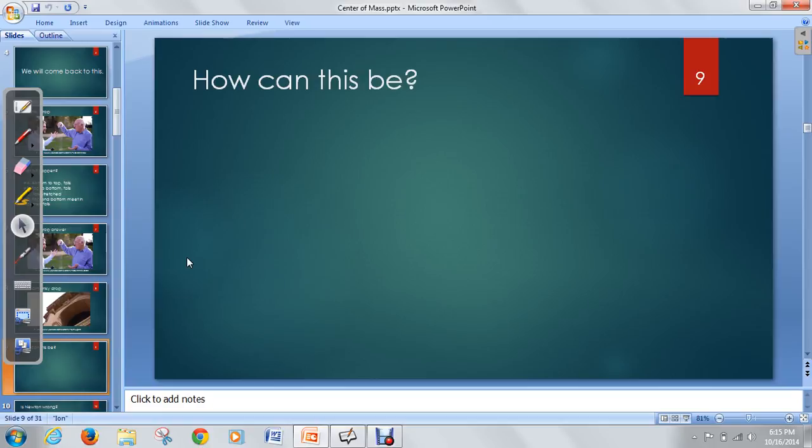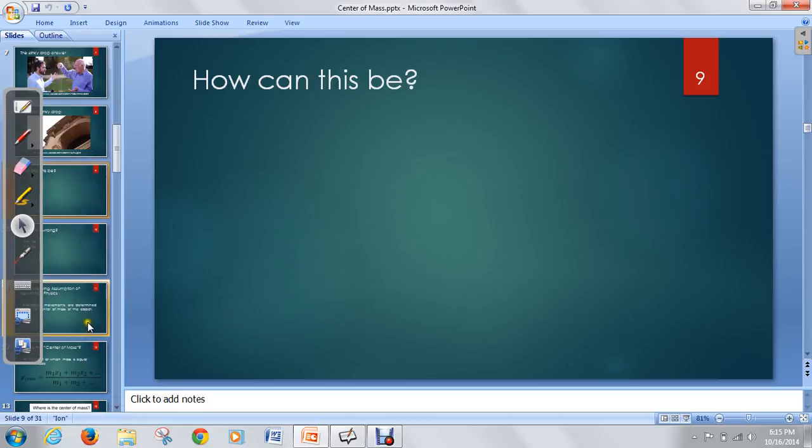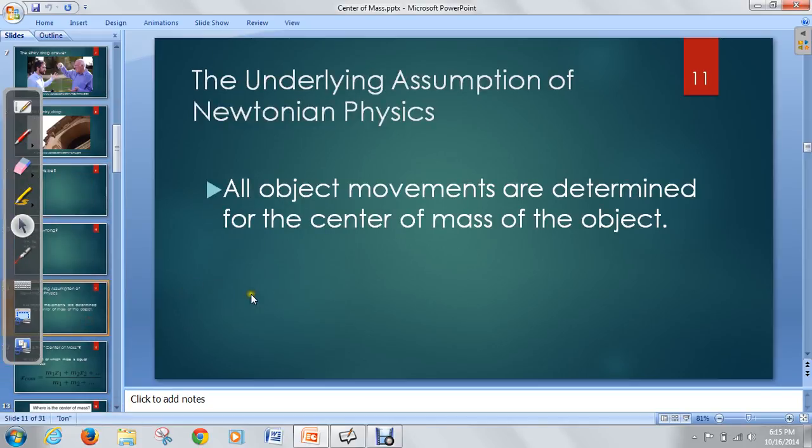How can this be? And it all goes to this idea in physics that all objects' movements are determined by the center of mass of the object. That's the underlying assumption we're making when we do Newtonian physics. So something like a slinky that has a shape, it can compress and stretch. We don't really deal with objects like that very much, but we know that we can look at the center of mass and determine the movement for the center of mass of the object.